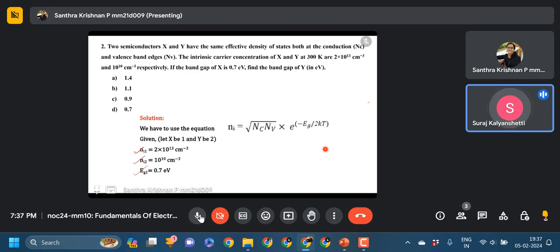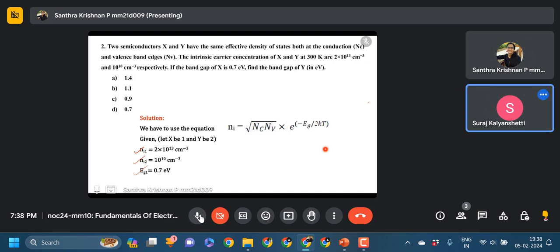So it will probably be e raised to minus Eg1 by 2kT divided by e raised to minus Eg2 by 2kT. You have to put the Eg1 and Eg2 values and the 2kT also. Can I use 2.71 directly for e? I think that's the value, right? I searched it on Google. Yeah, you can use that. I think it might work out. Let me see.